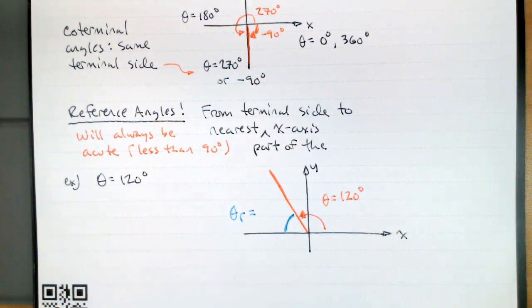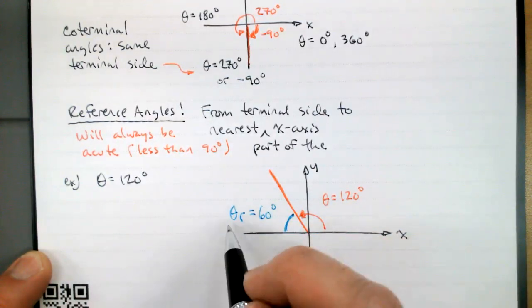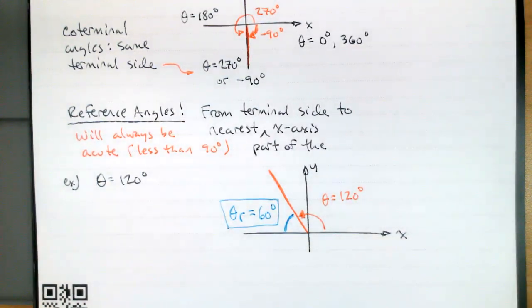So if we've got 120 degrees, how far is it to the negative part of the x-axis? How many more degrees do we have to go? 60 degrees. So our reference angle is 60 degrees. Any questions?